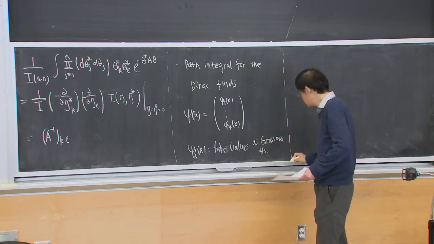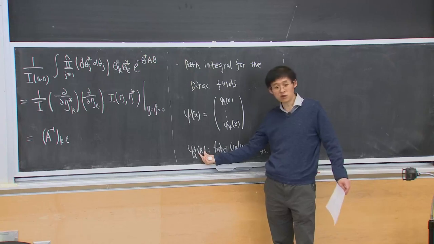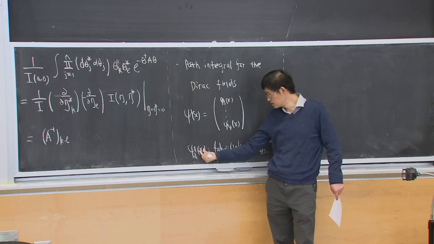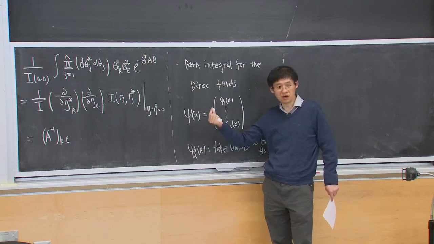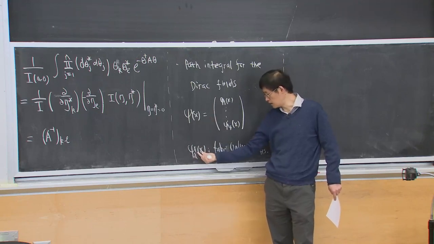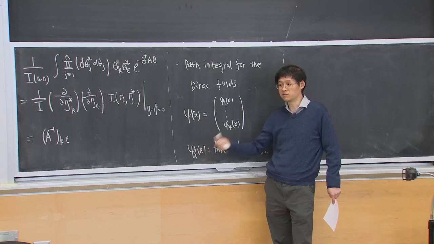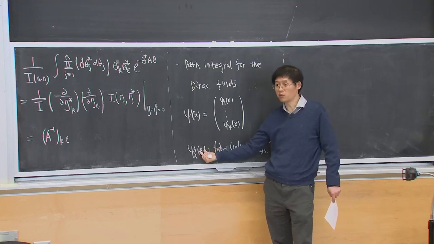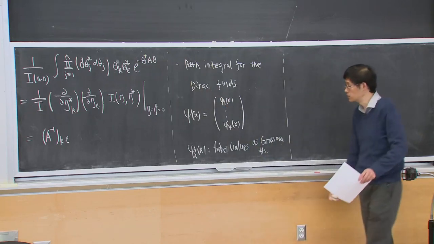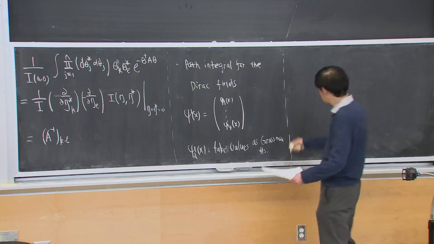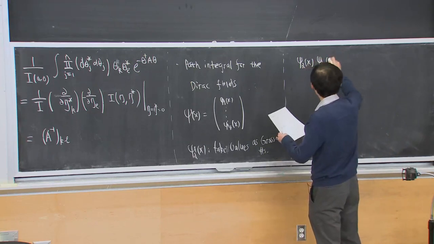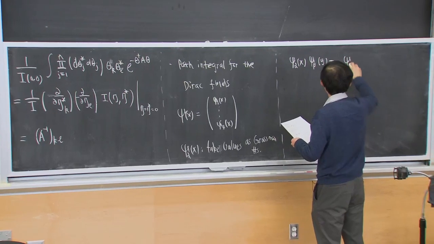So what this means is that x is still our ordinary coordinate. For any choice of space-time location x, psi alpha gives you a Grassmann number. And this is a function from the ordinary space-time variable to the space of Grassmann numbers. In particular, this means that psi alpha(x) and psi beta(y) anti-commute.